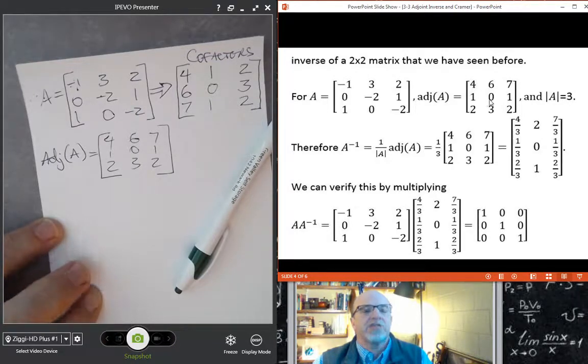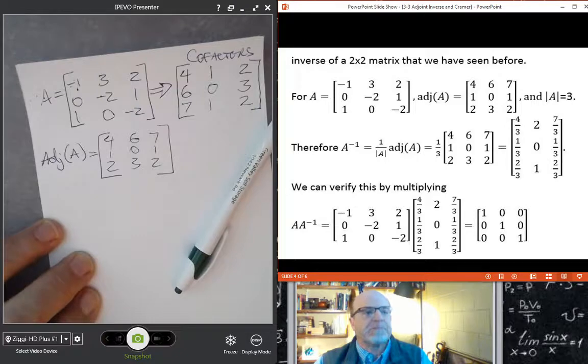So we have the adjoint, we have the determinant, so the inverse of A is 1 divided by the determinant, so that's where we get the 1/3. The determinant is 3, 1 over 3, times the adjoint, 4, 6, 7, 1, 0, 1, 2, 3, 2. And so the inverse for matrix A, here's A, here's the adjoint, here's the determinant. Put all that together, the adjoint and the determinant gives you this matrix right here as your inverse.